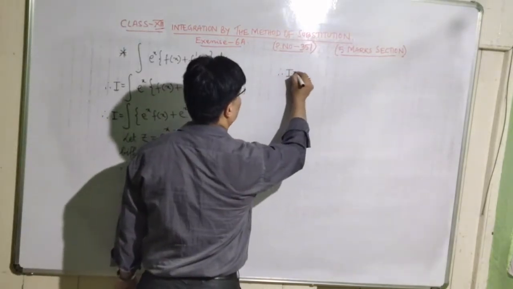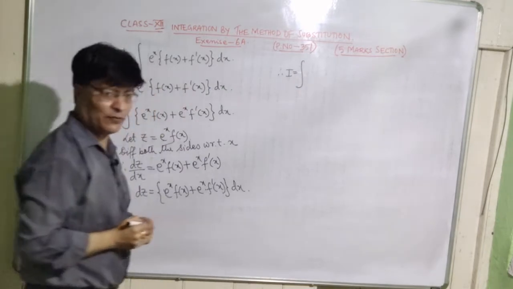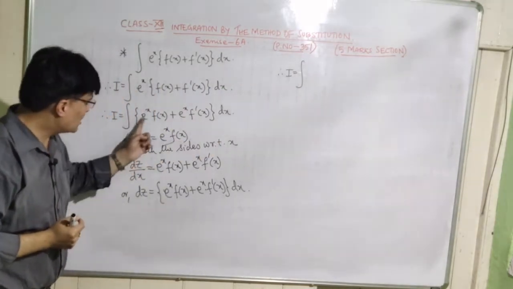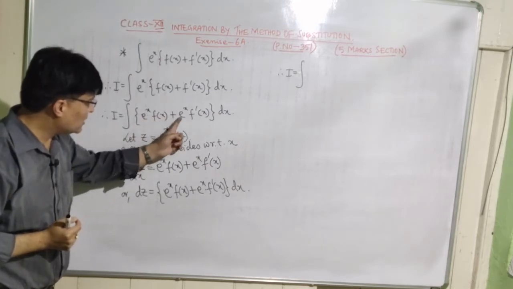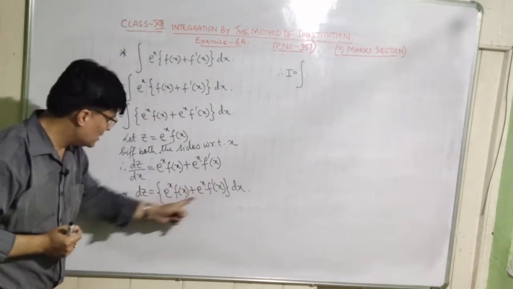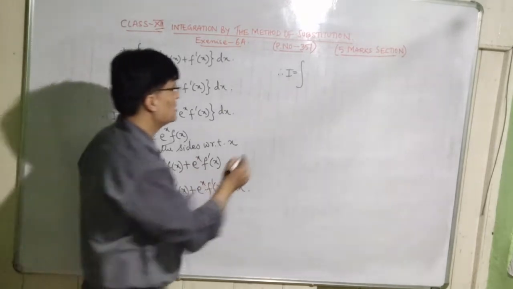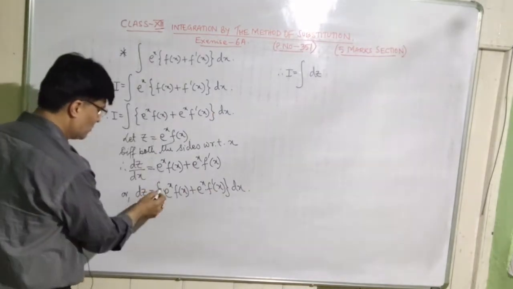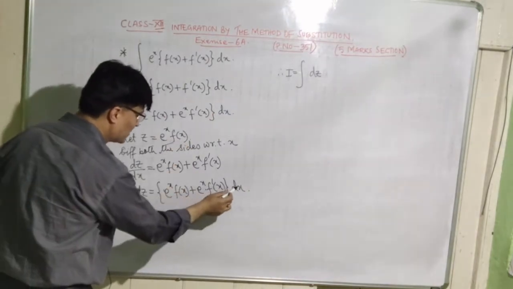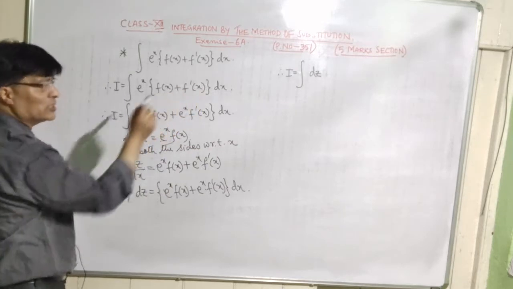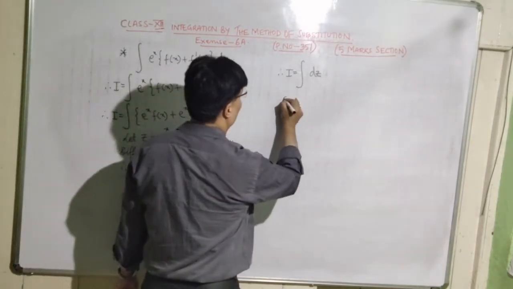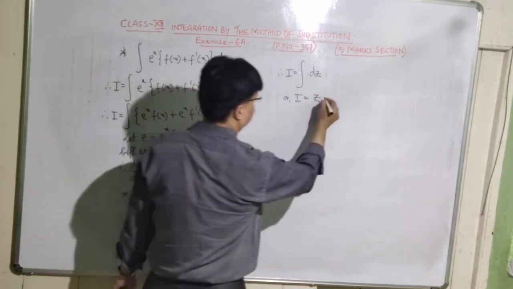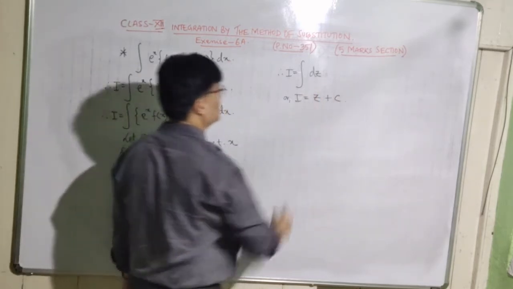So therefore I is equal to integration of, now what is the value of this expression? What is e to the power x f of x plus e to the power x f dash of x dx? It is only dz. So here we can write dz. You know that, isn't it? What is the value for e to the power x f of x plus e to the power x f dash of x dx, which is equal to dz? So it is integral sign dz. So I is equal to, what is integral sign dz? That is your z. Since it is integrated, so it is plus c.